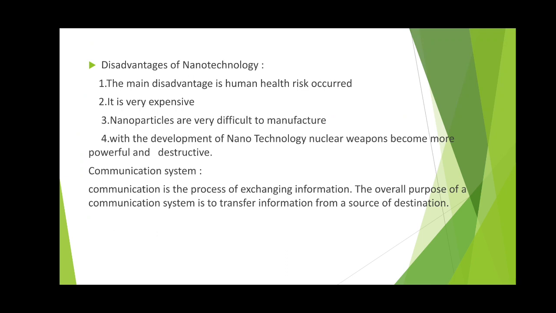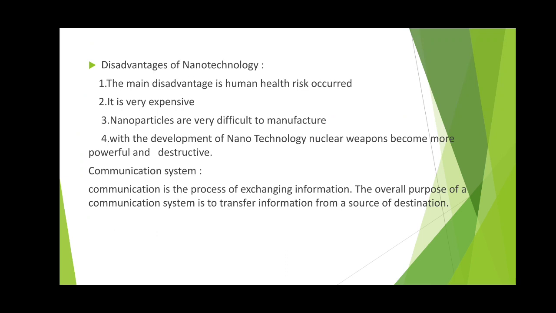So all of you know what is meant by communication: sending information from one place to another place. We call it communication. So let us define what is meant by communication. Communication is the process of exchanging information. For example, it may be speech, it may be an image, it may be a picture. So the overall purpose of a communication system is to transfer information from a source to a destination. So this information can be sent over a long distance.